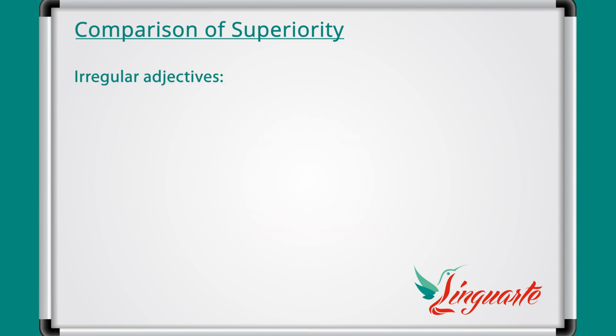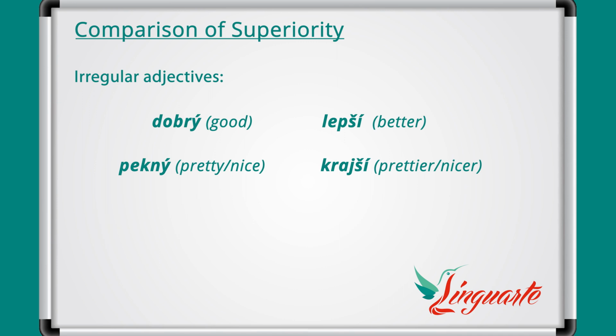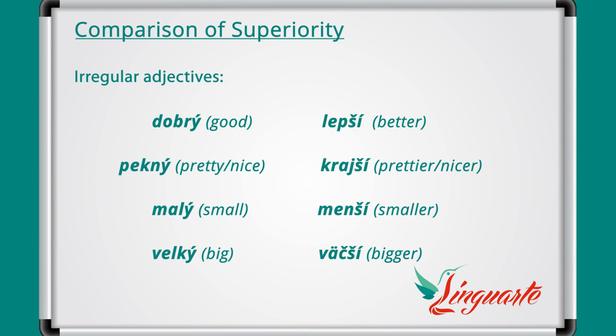There are 5 irregular adjectives when making comparisons. For good, dobrý, we have lepší. For nice, pekný, krajší. Small, malý, we have menší. For big, veľký, väčší. For bad, zlý, horší.